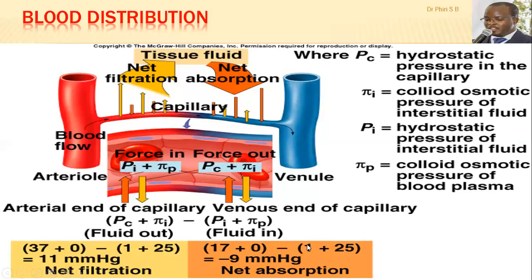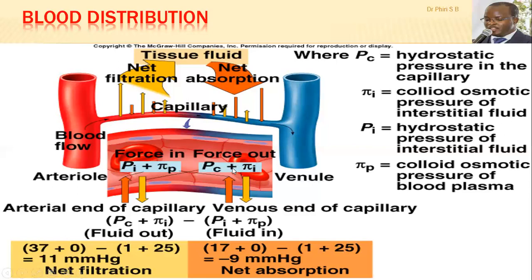Then you subtract the hydrostatic pressure within the interstitial fluid here, which has reduced to about 1, but the oncotic pressure is about 25. If you do your calculations here, you're going to get negative 9 millimeters of mercury. Because this force is negative, it's going to facilitate the movement of fluids back to the cardiovascular system. So it's called the net absorption pressure. This is the net absorption pressure that is going to facilitate the movement of fluids from the interstitial back to the cardiovascular system at the venous end of the capillary.